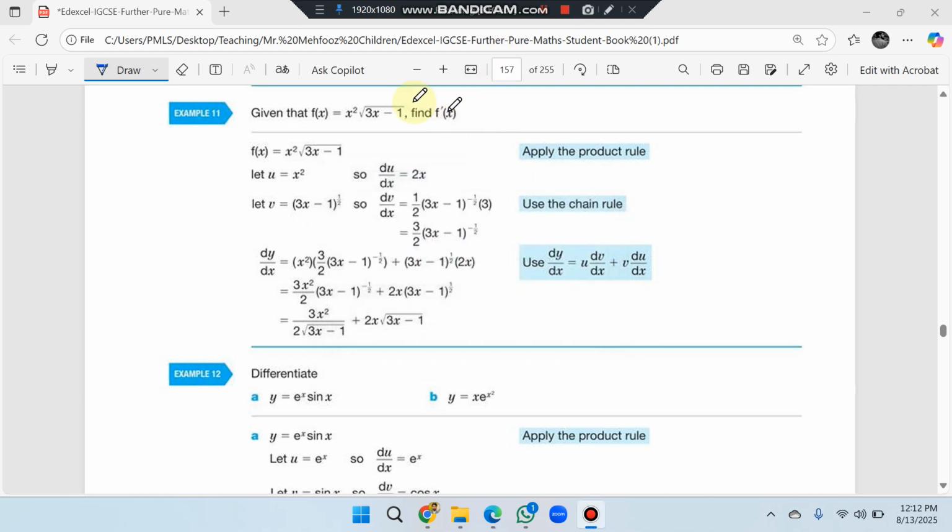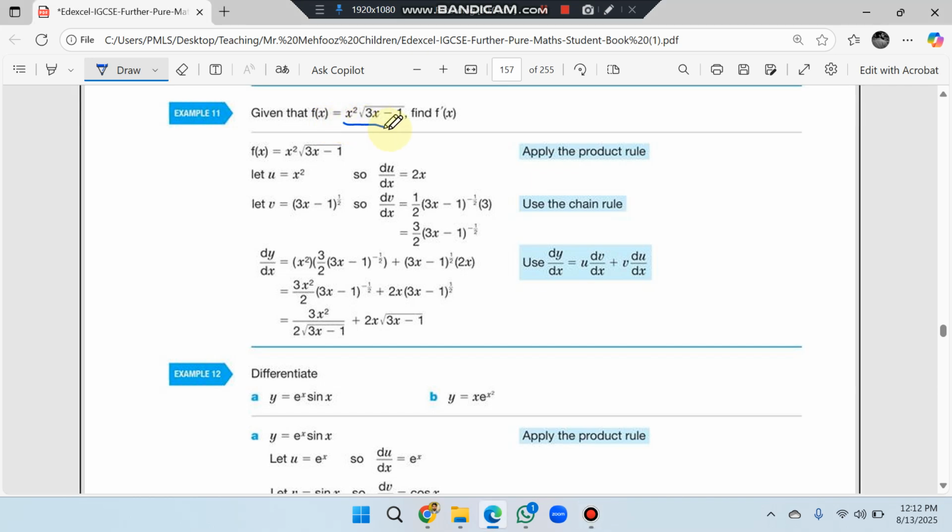Now you have example 11, given that f of x is equal to x square root of 3x minus 1. Here we have not multiplied x square. We cannot multiply x square with the radical term, right? So we have to use the product rule in this case. Again, f of x is given as x square into square root of 3x minus 1.